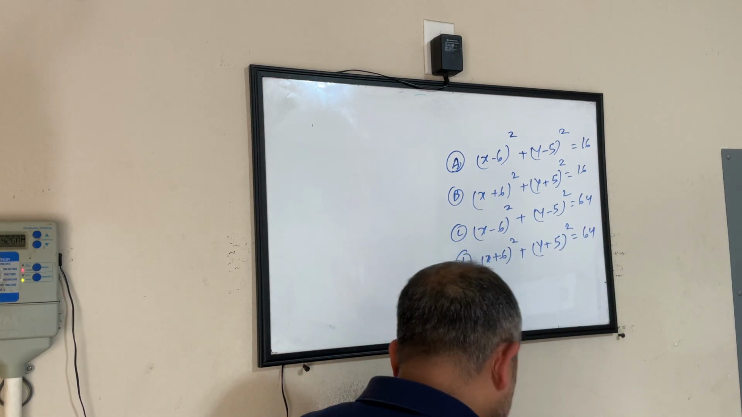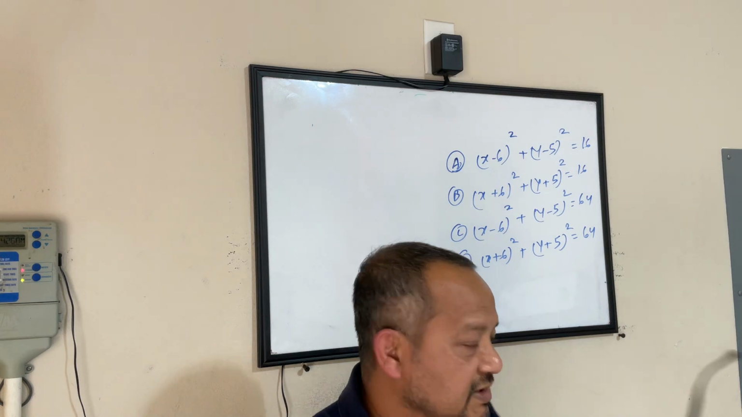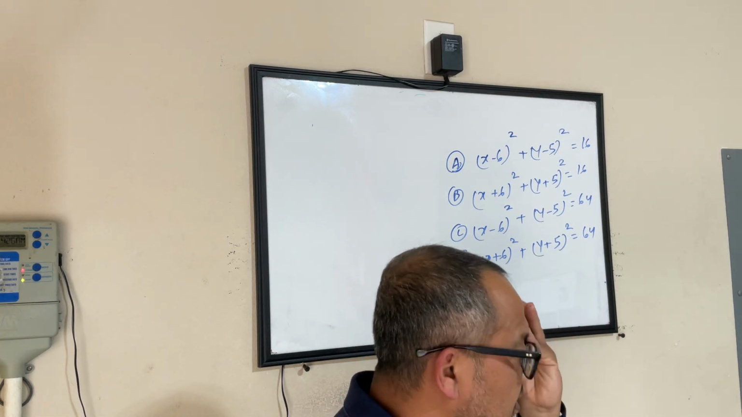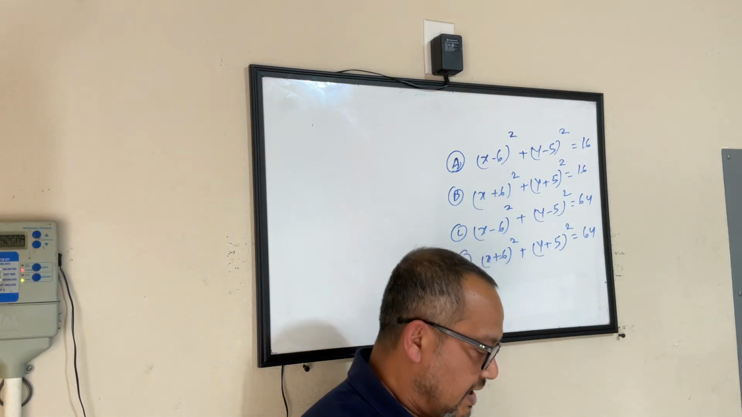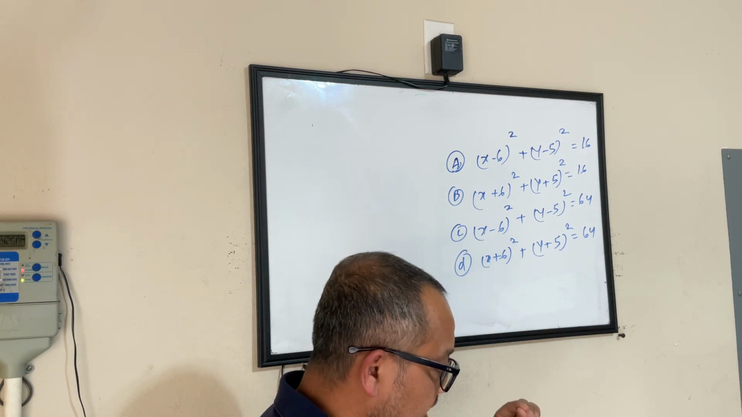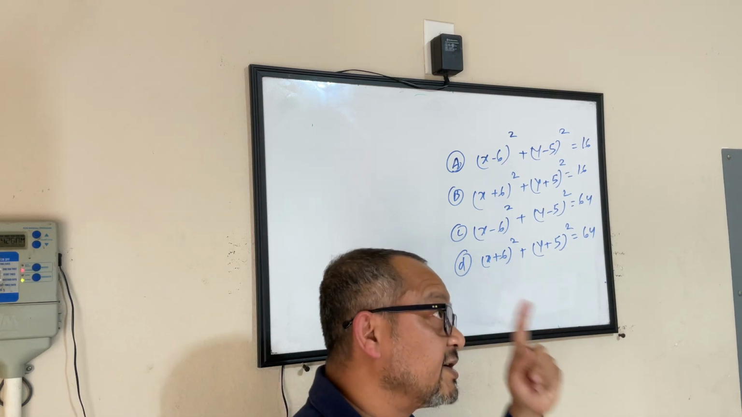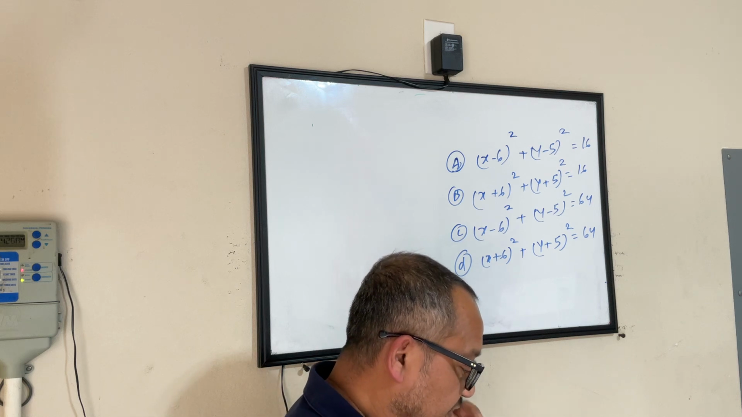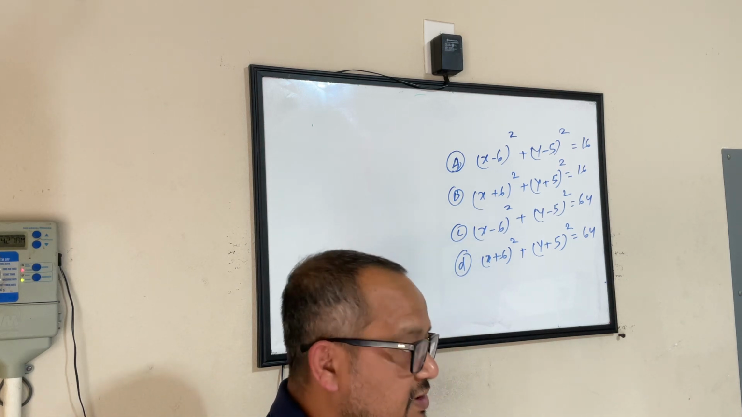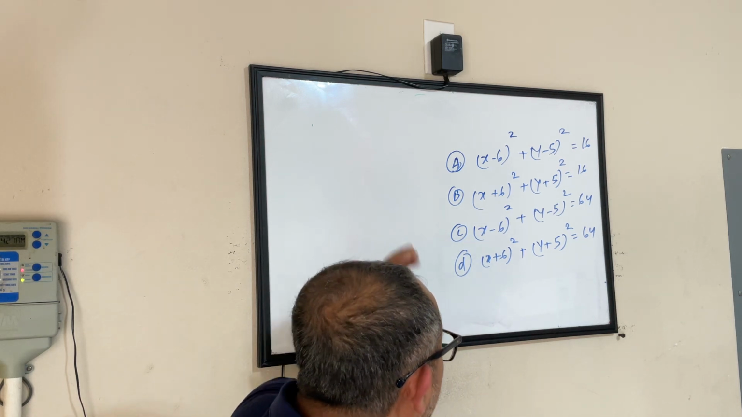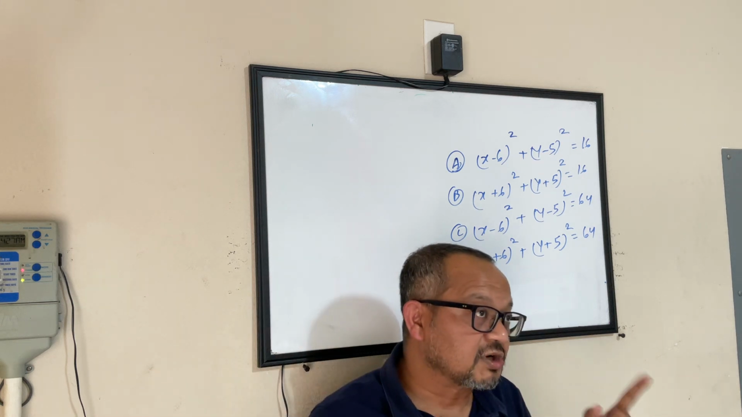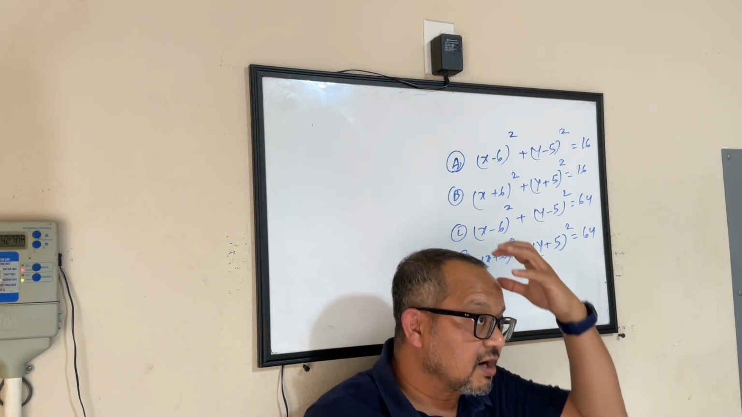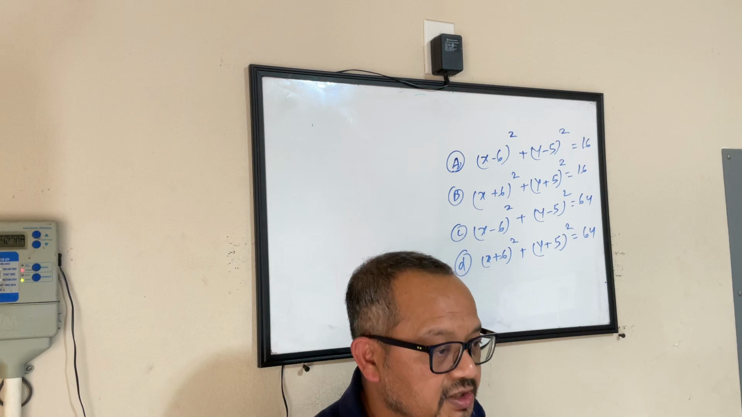So there are the options given. I'm reading the question one more time. I'm still stuck with the letter R. If all the points on a circle are in quadrant 1, in the xy plane, which of the following could be the equation of the circle? If I read the question one more time, I will start accumulating some ideas around it.